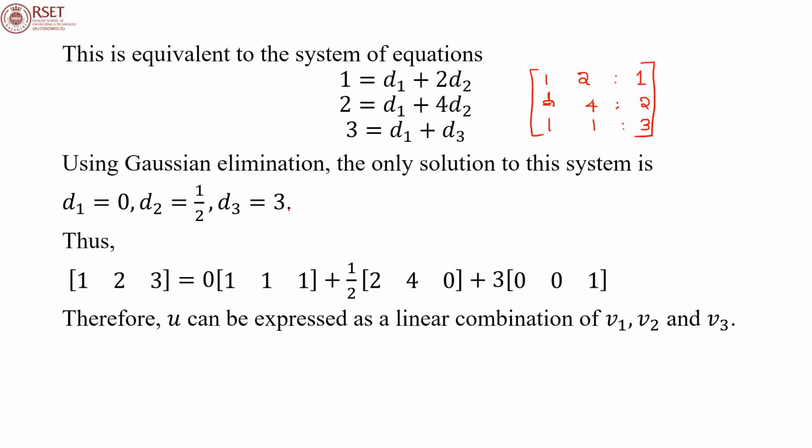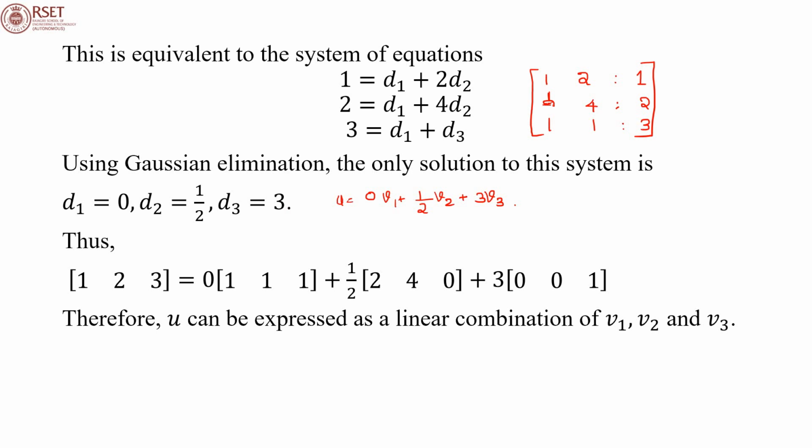So there exist scalars d1 equal to 0, d2 equal to 1 by 2 and d3 equal to 3 such that u is equal to 0 times v1 plus 1 by 2 times v2 plus 3 times v3. That is, (1, 2, 3) is a linear combination of (1, 1, 1), (2, 4, 0) and (0, 0, 1): (1, 2, 3) is equal to 0 times (1, 1, 1) plus 1 by 2 times (2, 4, 0) plus 3 times (0, 0, 1). Therefore u can be expressed as a linear combination of v1, v2 and v3.